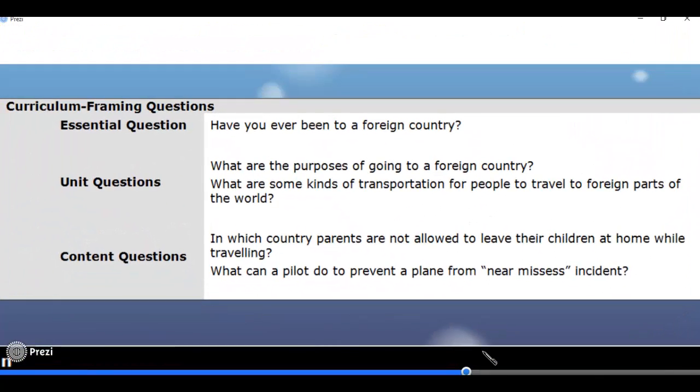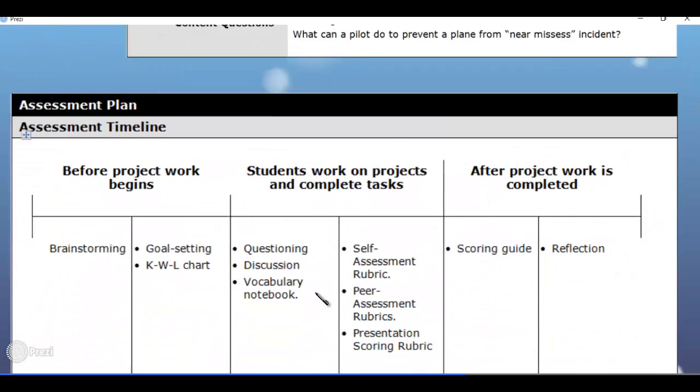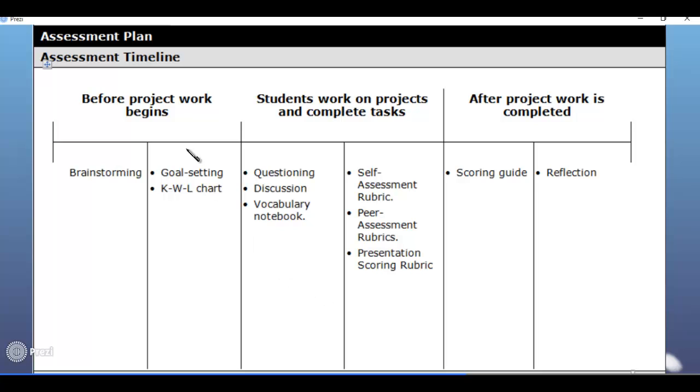And here are the curriculum framing questions of my unit, which include three types of questions: essential questions, unit questions, and content questions. Now we move to the assessment timeline of this unit. Before the project begins, I will use brainstorming, goal setting, and a KWL chart. During the project, I will apply questioning and discussion activities. Students will use the vocabulary notebook, self-assessment and peer assessment rubrics, as well as the presentation scoring rubric. After project work is completed, I will apply the scoring guide and reflection assessment.